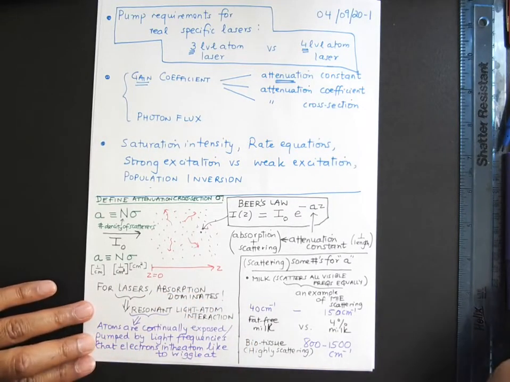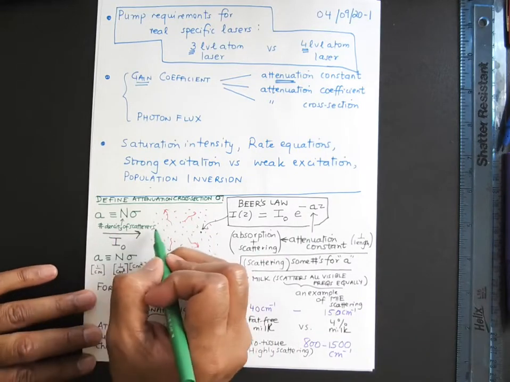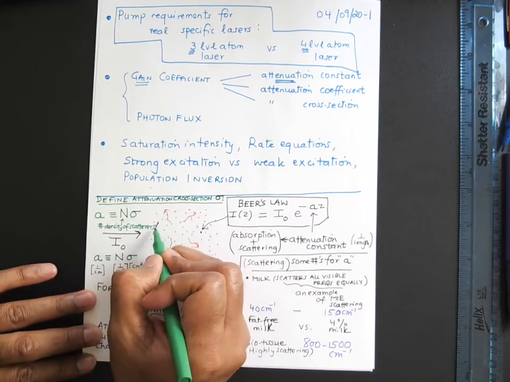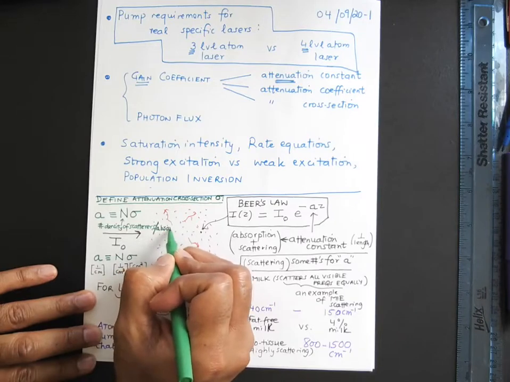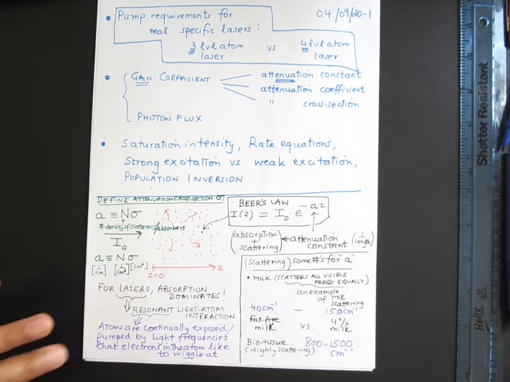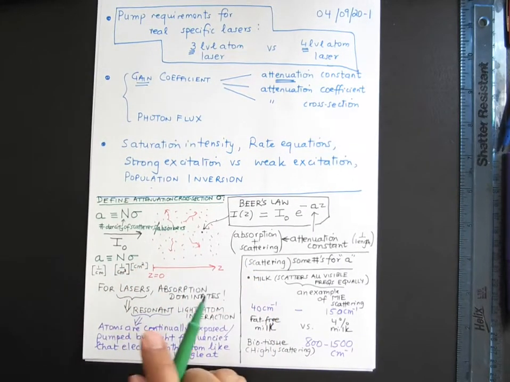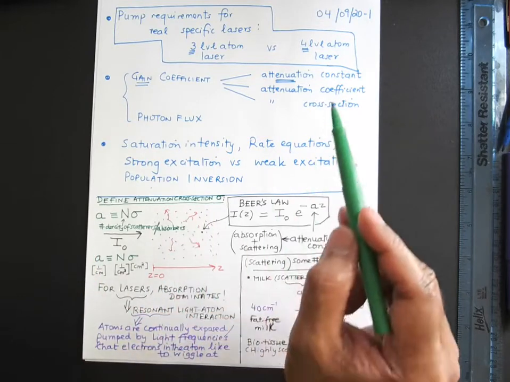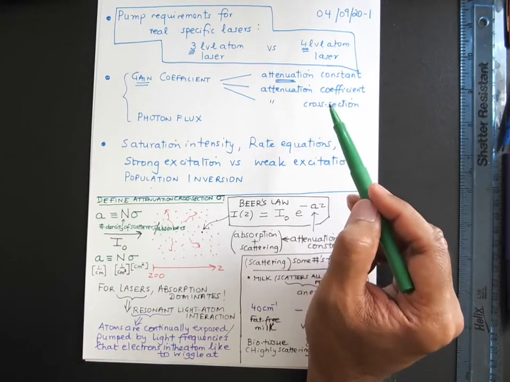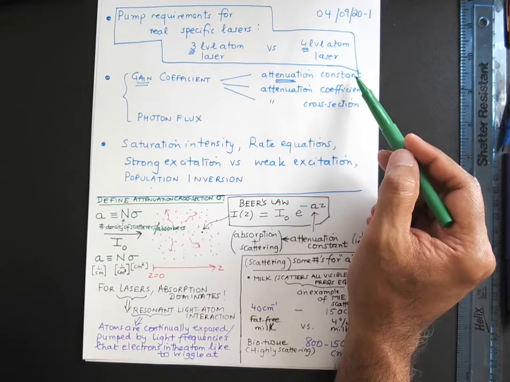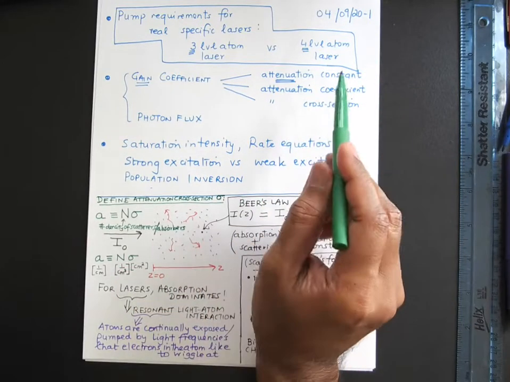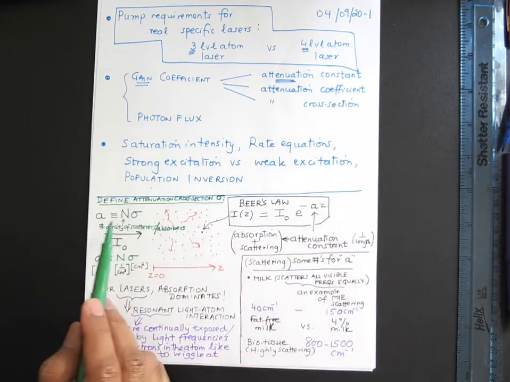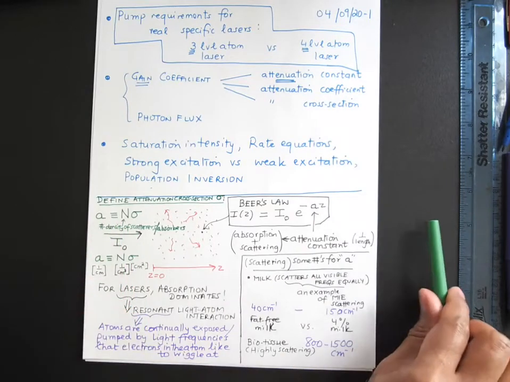And by the way, when I said number density of scatterers, it could be scatterers or absorbers. Yeah, written all over my diagram. Okay? So is this cool? So there's the attenuation cross section. There's the attenuation constant. That's the difference between the two, right here in this relation.